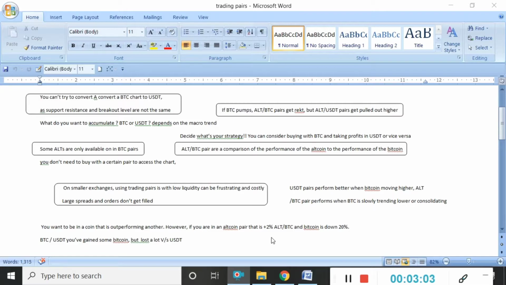USDT pairs perform better when Bitcoin is moving higher, they essentially get dragged higher. Alt BTC pairs perform better when Bitcoin is moving slowly, moving lower, or consolidating. But it's important to remember that if you're in a coin, you want to be in the coin that's outperforming the next. However, if you're in an alt BTC pair and it's up 2% and Bitcoin drops 20%, yes, your altcoin outperformed Bitcoin. But Bitcoin versus USDT is down 20%, so you took a loss compared to USDT. You did make some Bitcoin, but you lost a lot versus USDT. So there are a lot of things that go into this.